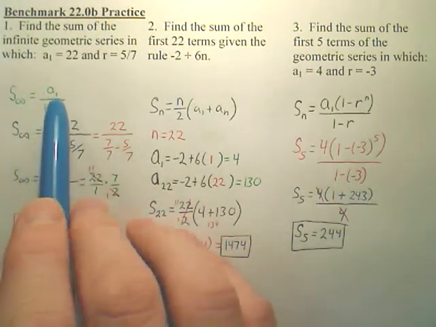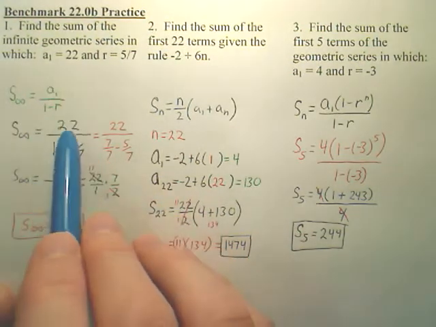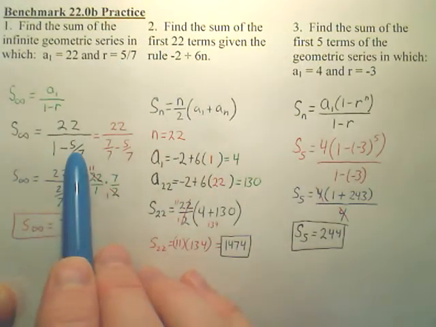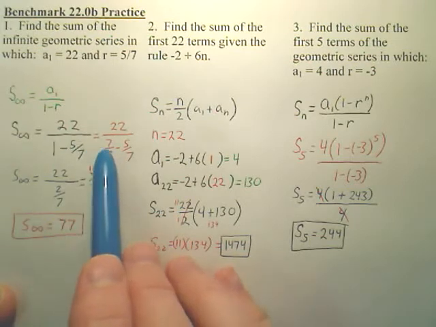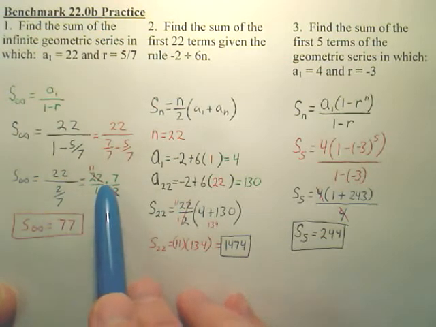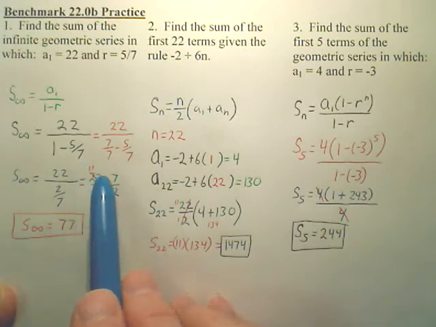So what we do, basically, a1 is my first term, it's given. 1 minus r is my common ratio. When I subtract these two, you can see right here, I get 2/7. And when you take 22 and divide by a fraction, you flip and multiply. Divide means flip and multiply the second. And if I cancel 22 with the 2, it's 11.